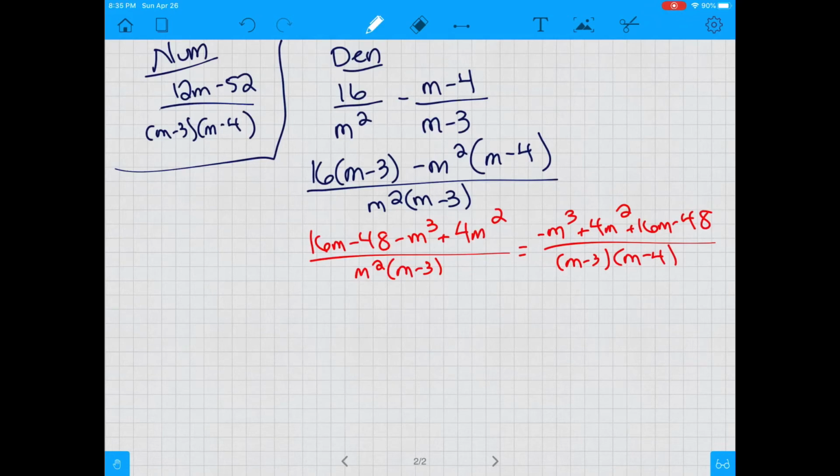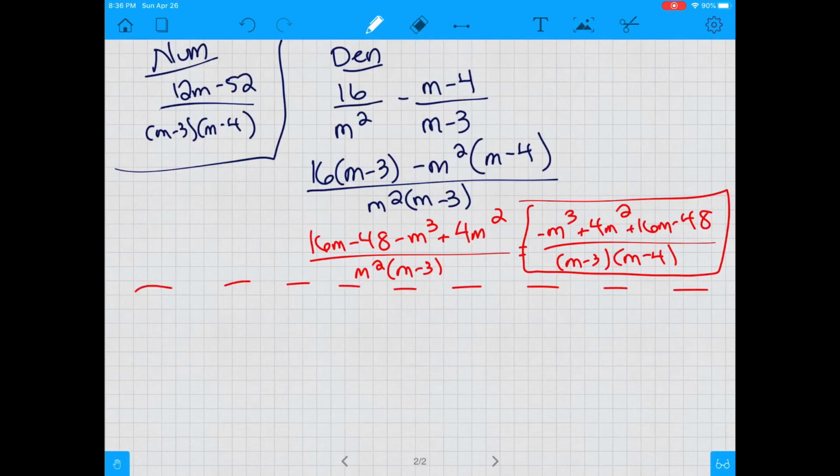Now, if you remember, the big thing we were doing in this whole problem was dividing, right? Numerator divided by denominator. So the third step, let me box this just so we know this is my denominator, right? The next step is now I'm just going to take my numerator, copy down my numerator from where we were, 12m minus 52 over m minus 3 times m minus 4. And I'm going to multiply by the reciprocal of my denominator. When you divide by a fraction, you multiply by the reciprocal.